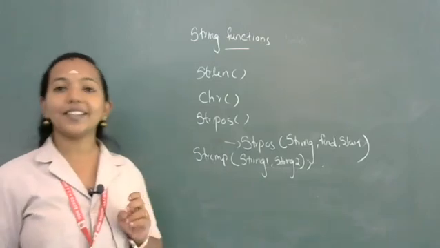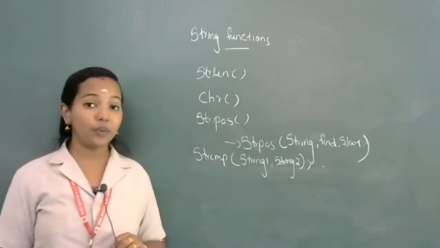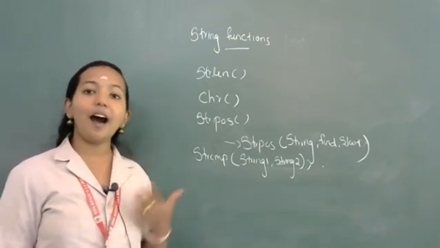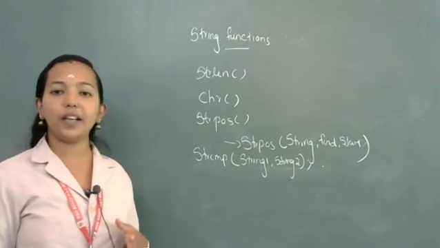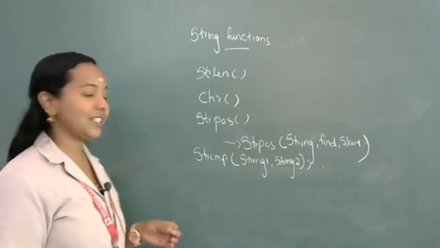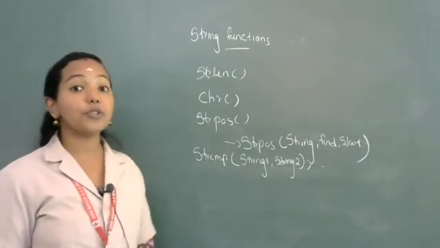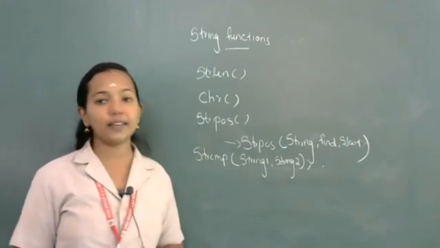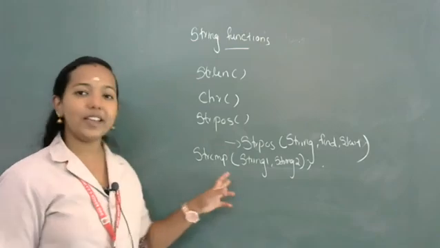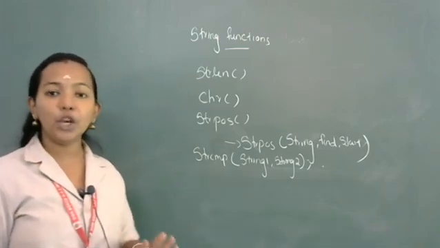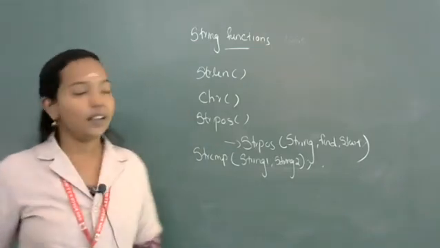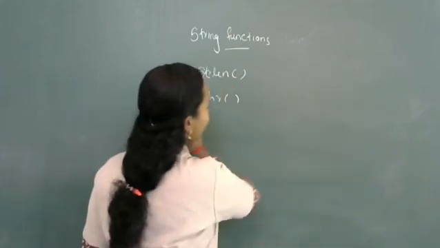First function is the strlen function to find the length of a string. Second is the chr function to find the corresponding ASCII code. ASCII code is given, we can find out the ASCII equivalent character. Then the strpos function to find the position. The syntax is strpos(string, find, start). After that strcmp, that you already know, for comparing two strings, string 1 comma string 2. Clear? Then I will write one example that includes all these string functions in the program.